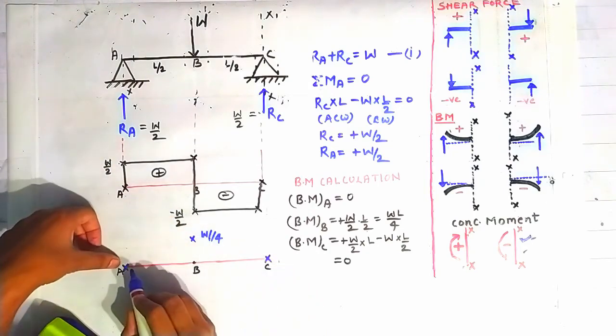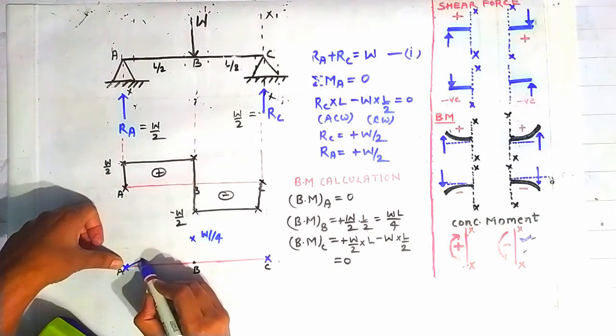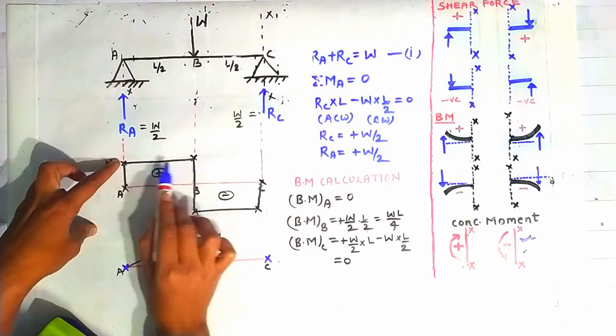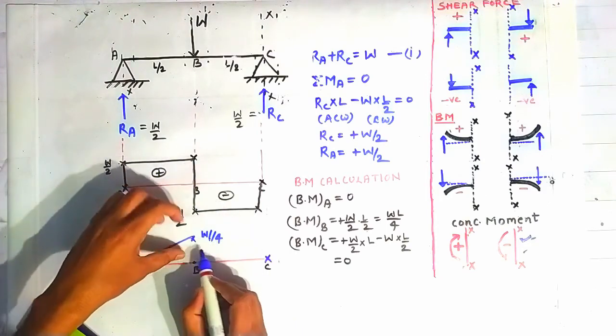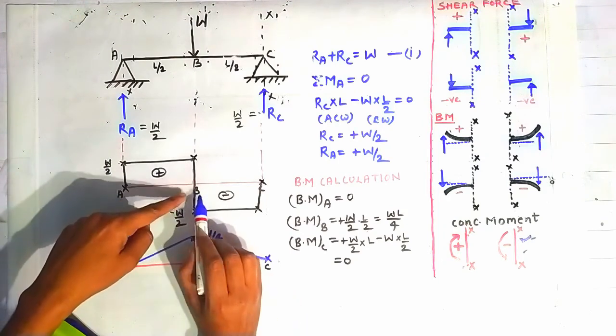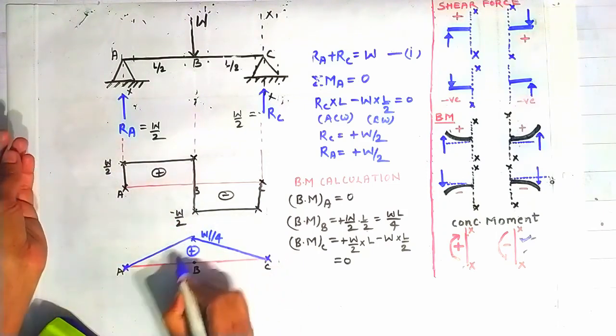Now we will join the first point with the second point with an inclined line, because the shear force diagram is a straight horizontal line between the points A and B, and we will join the second point with the third point with an inclined line because the shear force diagram is a horizontal line between the points B and C. So this is our bending moment diagram.